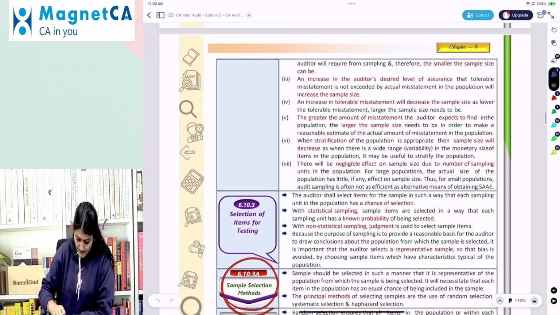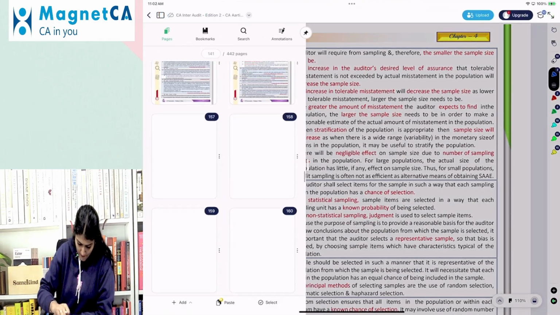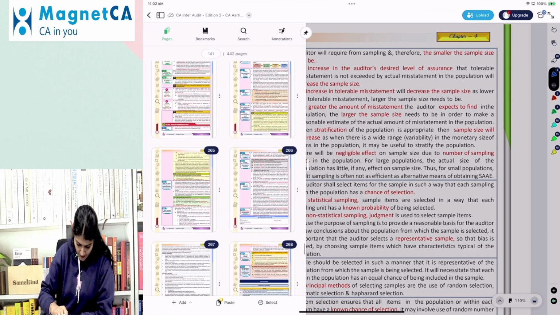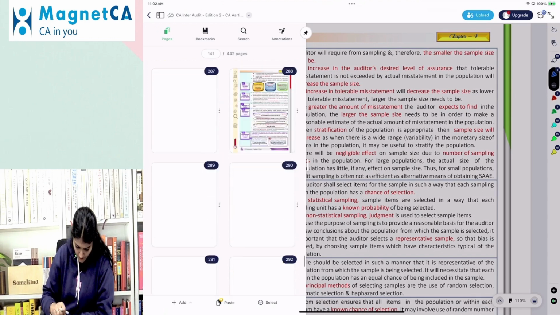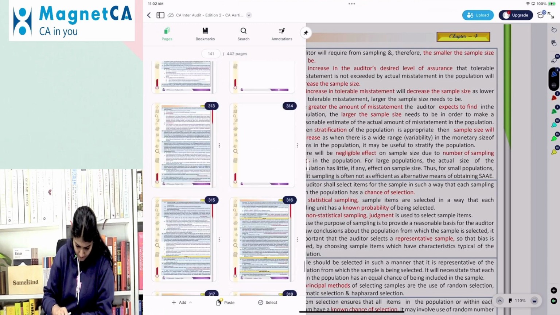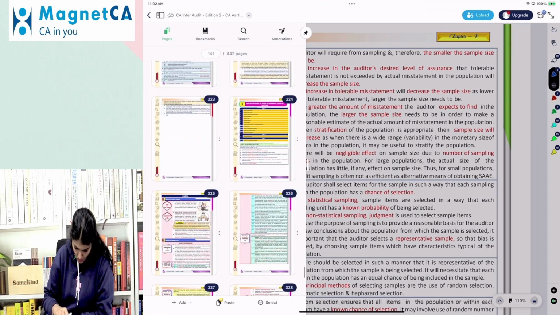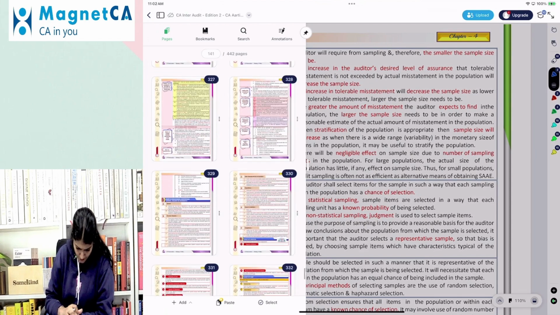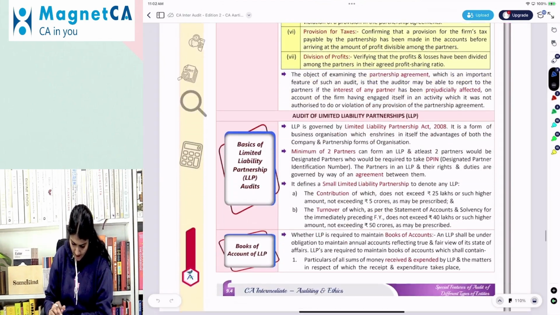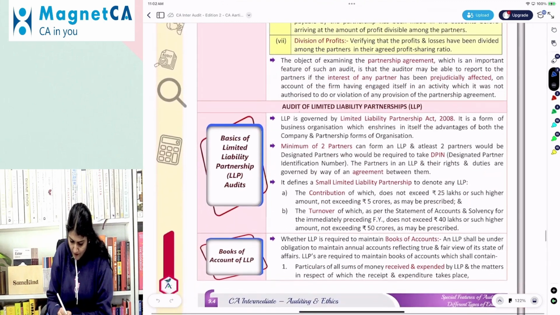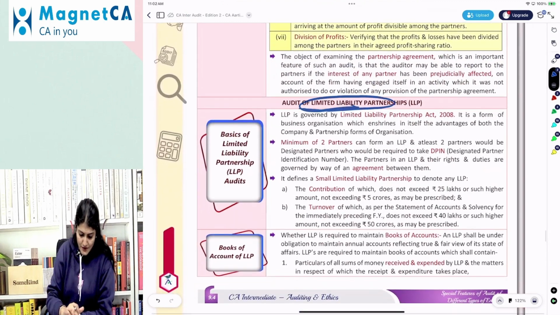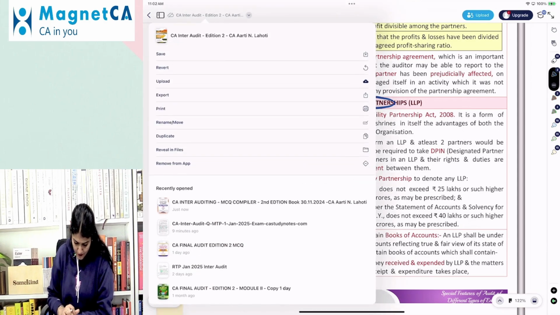Right. So, yeah, in this book, so that we can apply the legal provisions within a year. So, yeah, this is the audit report, features of audit of different types of entities. And here we have the LLP audit. Based on the questions, we'll be coming back to this particular file.